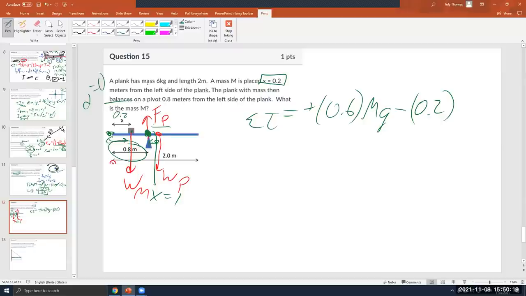And then I have the mass of the plank given as six. And then there's a G. And as I mentioned, the whole thing is equal to zero. Then you just solve, your G's will cancel. We're solving for the mass here. So the mass is equal to 0.2 divided by 0.1. Is that 2 kilograms?